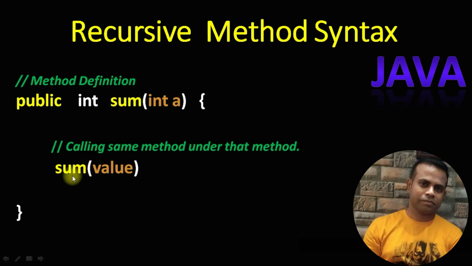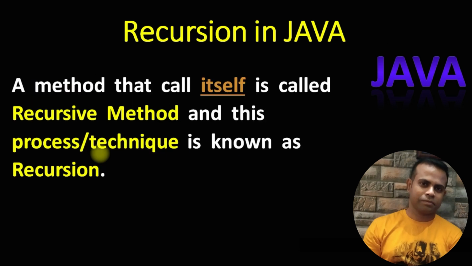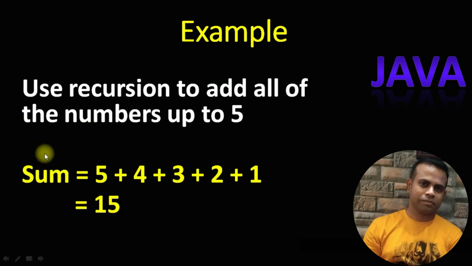So if you check, our two method names are the same. Actually we are trying to call the sum method with some value. This is the method definition, and we are trying to call this sum method under this sum method. So this type of method is called a recursive method, and the process is called recursion. If we take an example like this, then we can understand better.